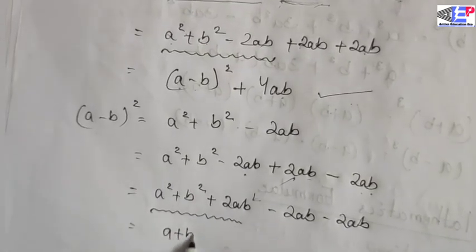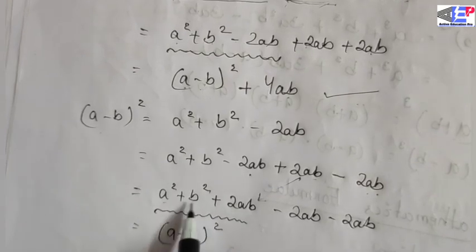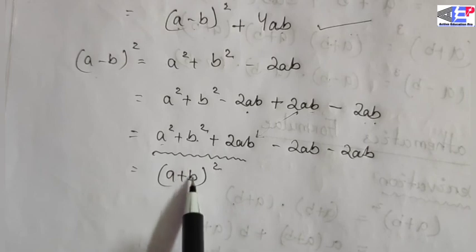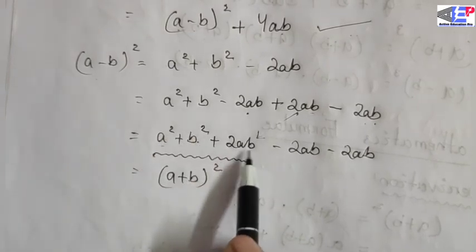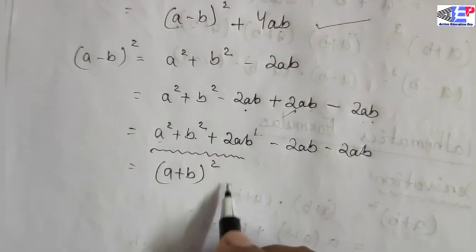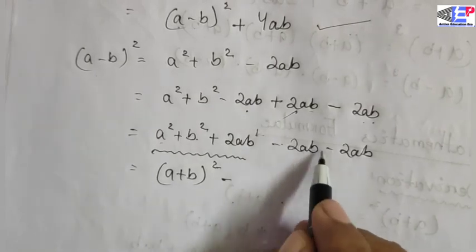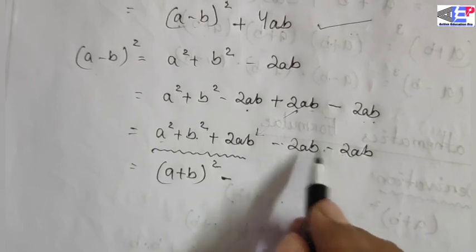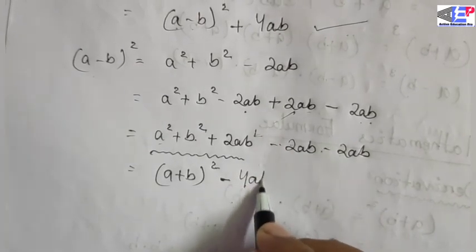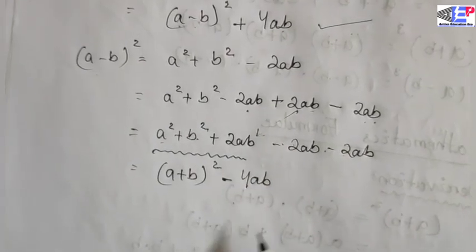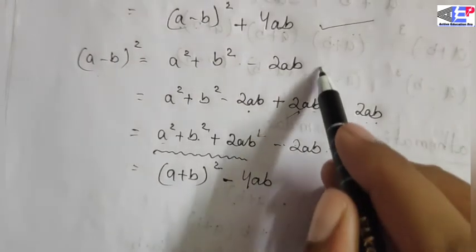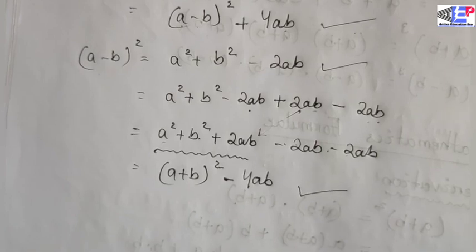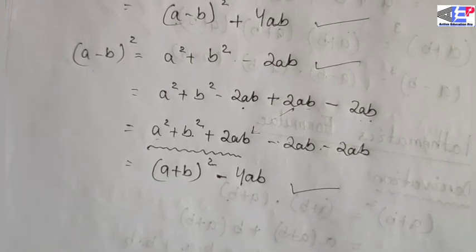A plus b whole square is equal to a square plus b square plus 2ab. It is the formula of a plus b whole square, and then the remaining terms are minus minus. Same sign means just put the sign and add the coefficients. 2 plus 2 is 4, and write the variables 4ab. It is another formula of a minus b whole square. It is the first formula and it is the second formula.